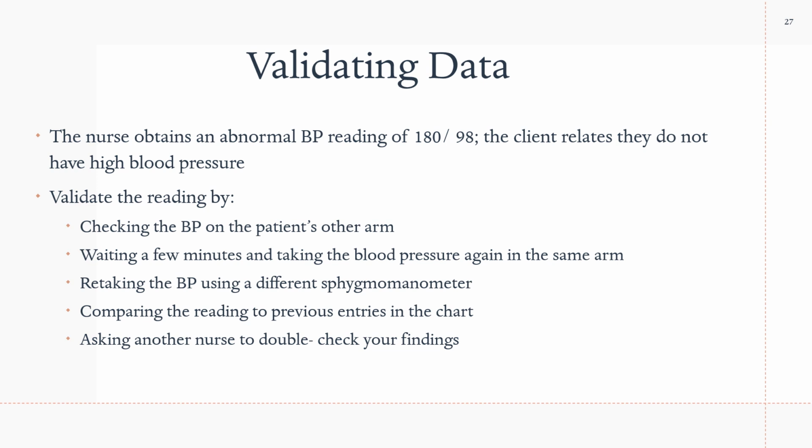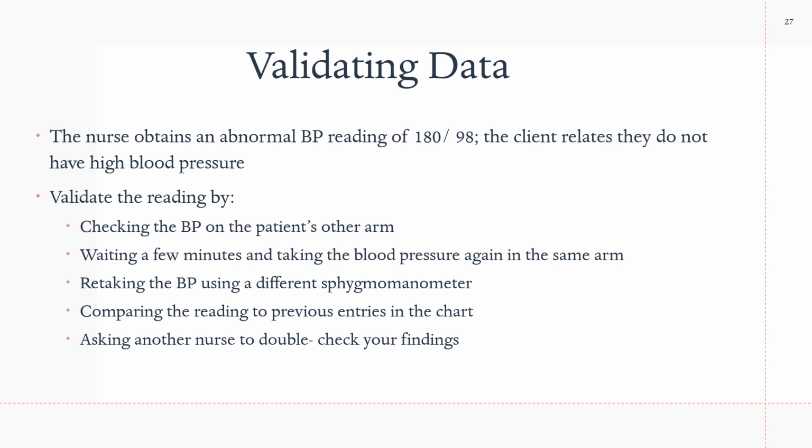So now that we have this data, there may be some data that we need to validate. The nurse will obtain an abnormal BP reading of 180/98, and the client will relate that they do not have high blood pressure. So we can validate this reading by checking the blood pressure on the patient's other arm.